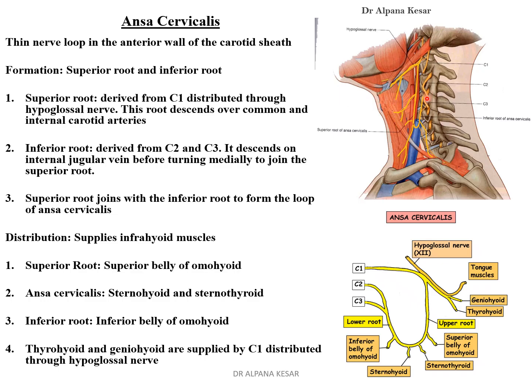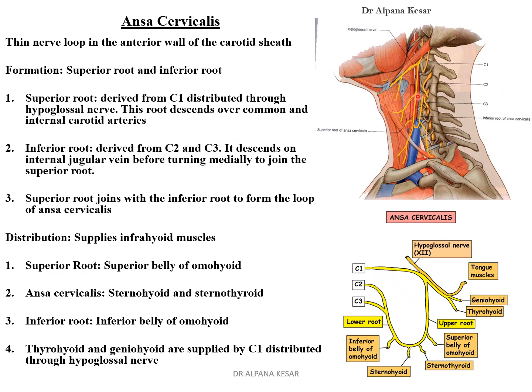The inferior root of Ansa cervicalis receives the fibers from the second and the third cervical spinal nerve, and the inferior root descends over the internal jugular vein. The superior and the inferior roots join to form the loop of the Ansa cervicalis. Ansa cervicalis supplies the infrahyoid muscles.